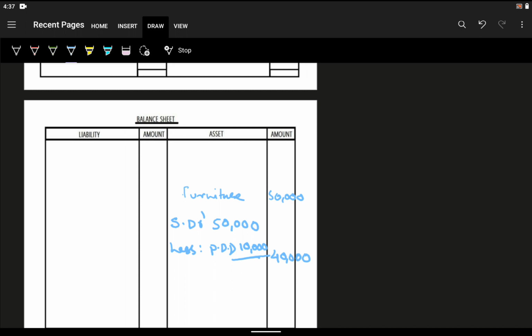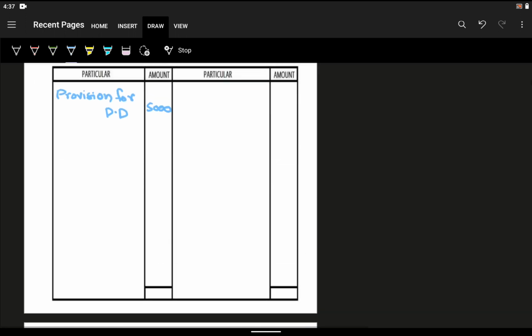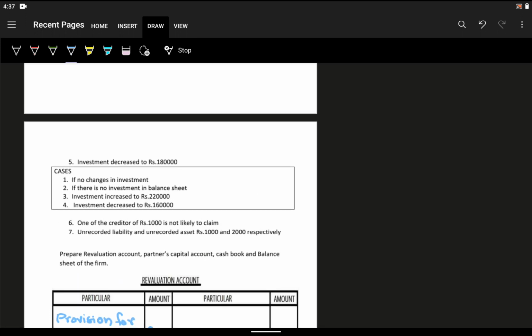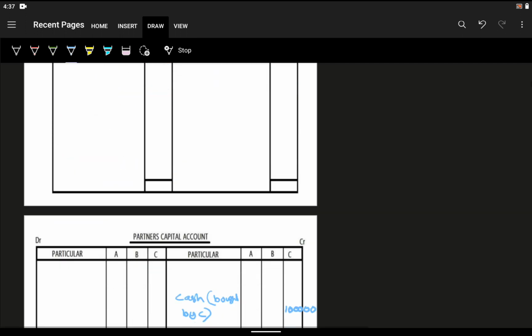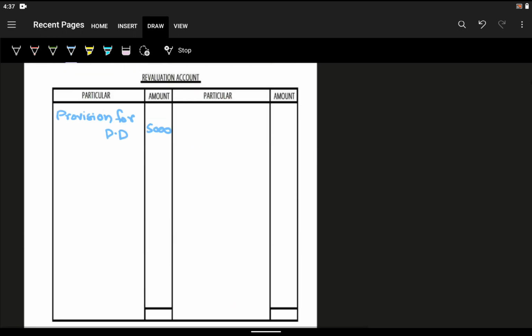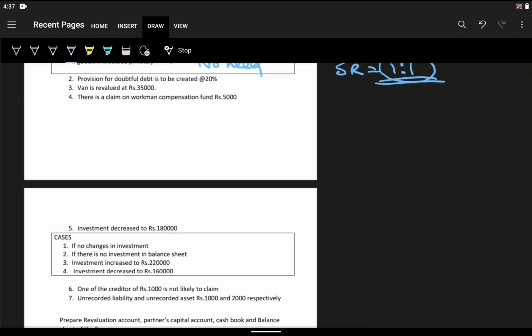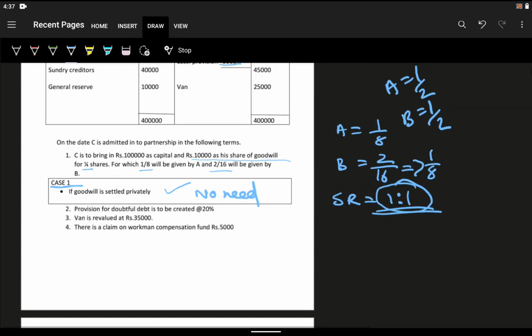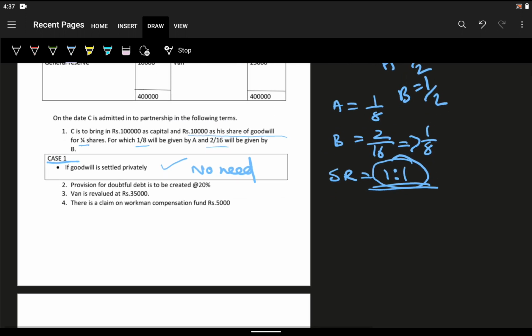If you are writing directly after each and every adjustment, you can easily complete this question. Why? Because I did the provision calculation and directly wrote it in the revaluation account and balance sheet. So that adjustment is completely finished. So we don't want to wait again. Okay. So next one, van is revalued at rupees 35,000.